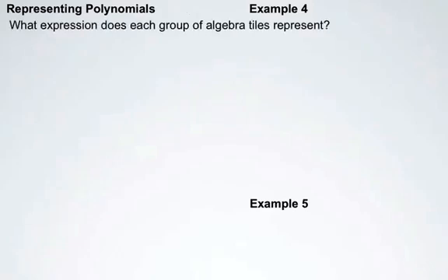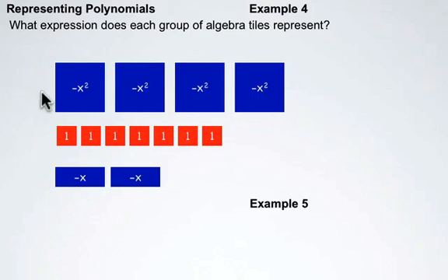So now let's look at some examples where we're given groups of algebra tiles and we need to come up with the expression or polynomial to represent it. The first one, we have 4 blue x squared tiles. So that is negative 4x squared, and of course it's negative because they're blue. In the next grouping we have 7 red 1 tiles. That's positive 7. Red means positive. And in our last piece we have 2 blue x's, or negative x's, so we have negative 2x.